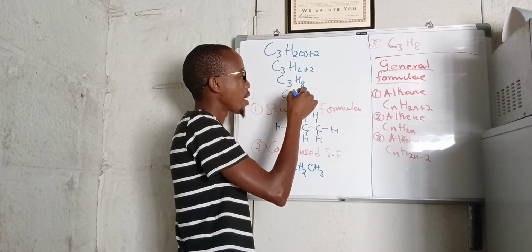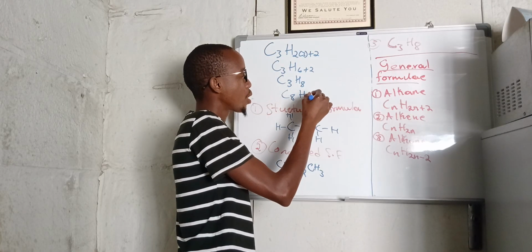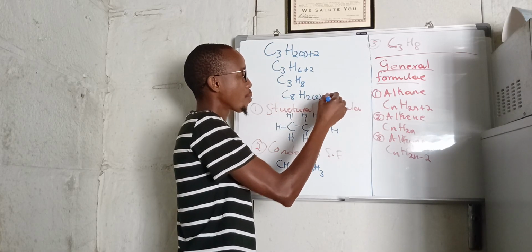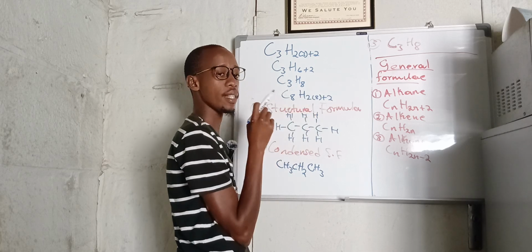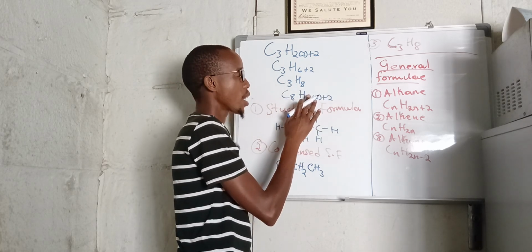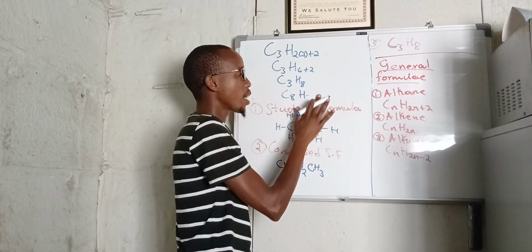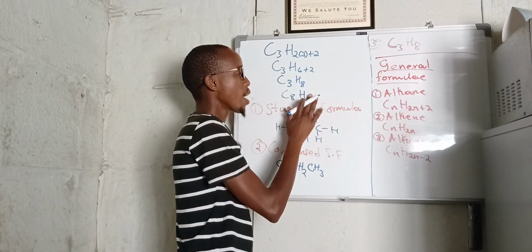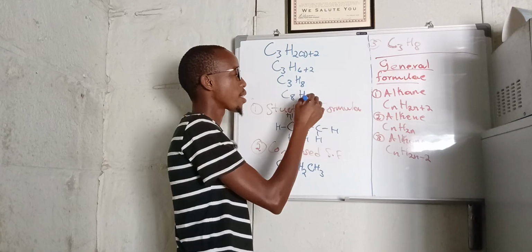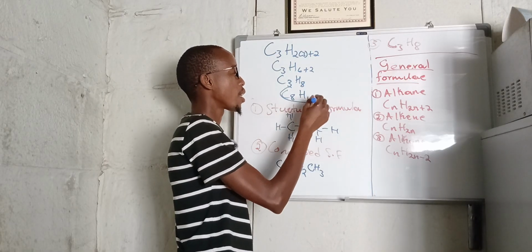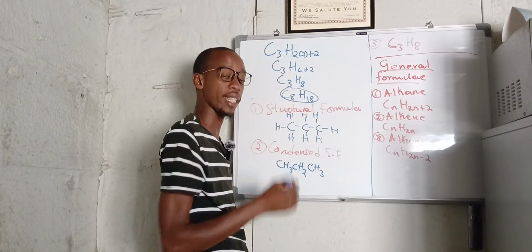So we'll just say C8 and then H2 into 8 plus 2. So you have a calculator with yourself. So you'll say 2 multiplied by 8 is 16. 16 plus 2 is 18. So you'll basically know that a carbon chain that has 8 carbons has 18 hydrogens surrounding it, if it is an alkane.